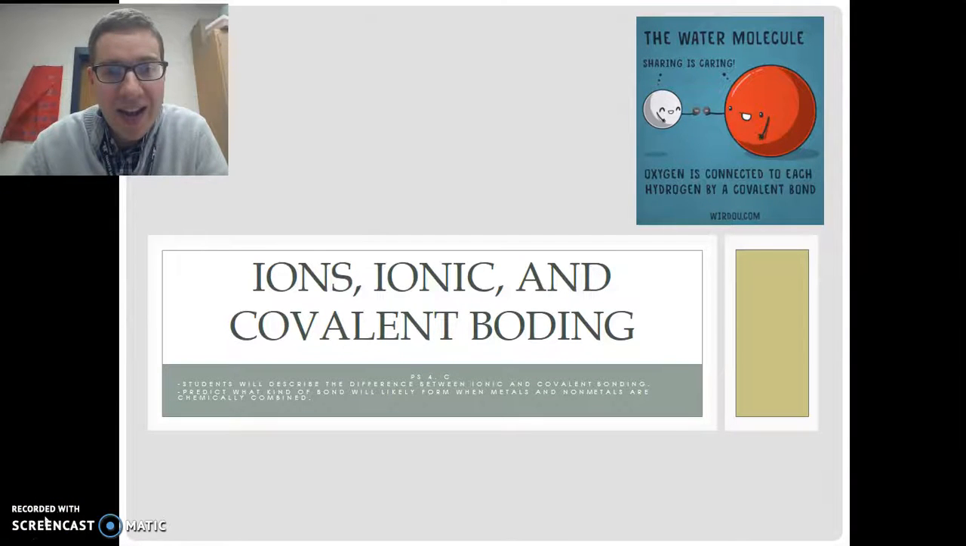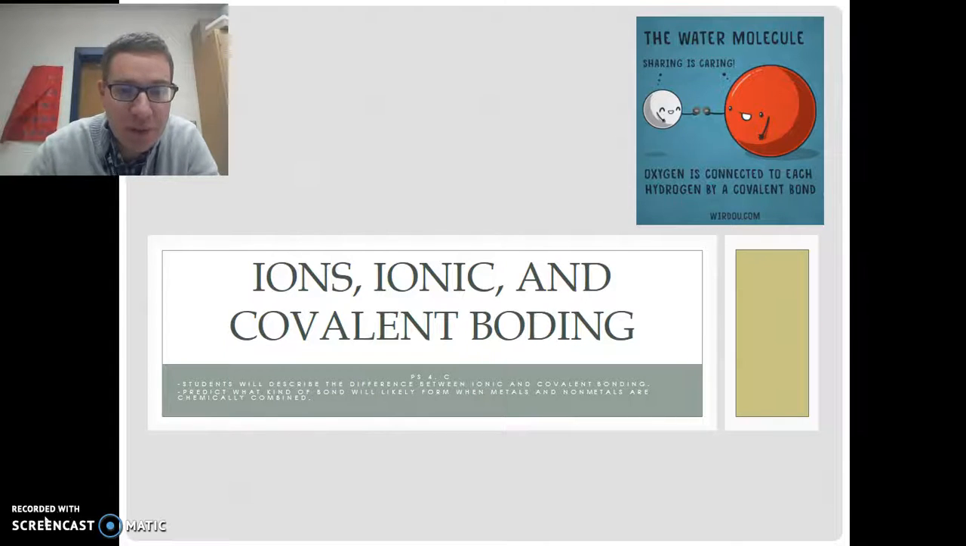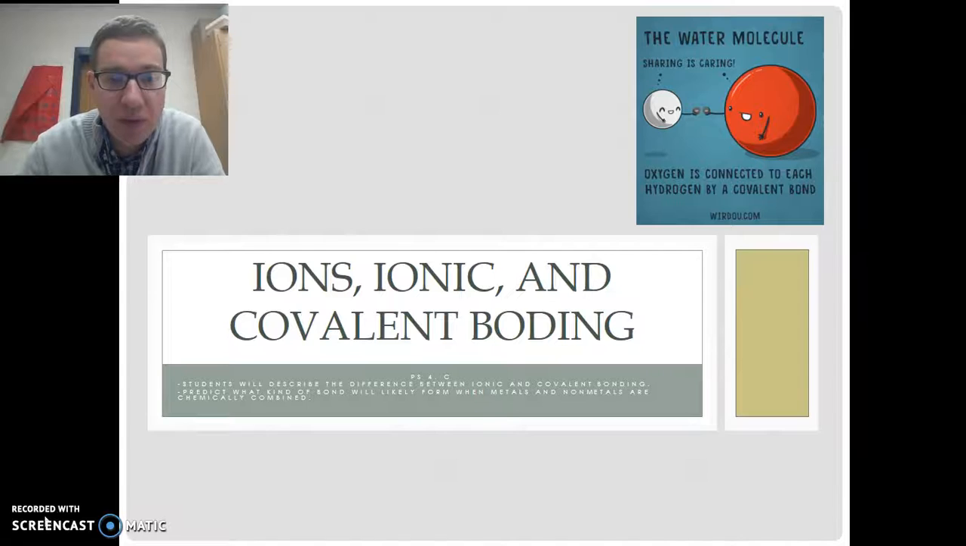Alright, today we're going to talk about ions, ionic, and covalent bonding. This is physical science standard 4C. So you guys are going to be able to describe the difference between ionic and covalent bonding. You're going to predict what kind of bonds will likely form when metals and nonmetals are chemically combined.